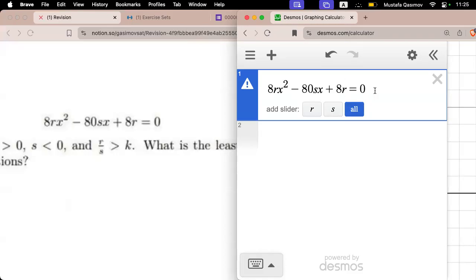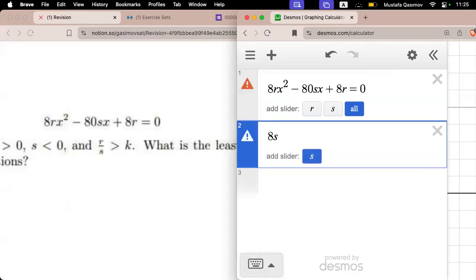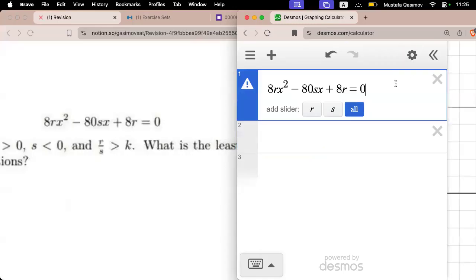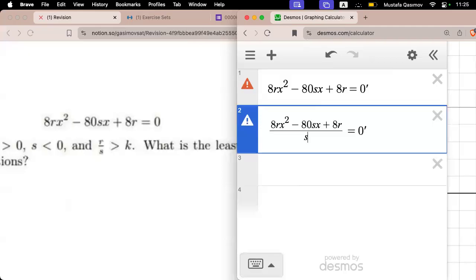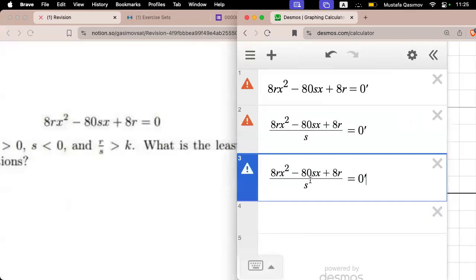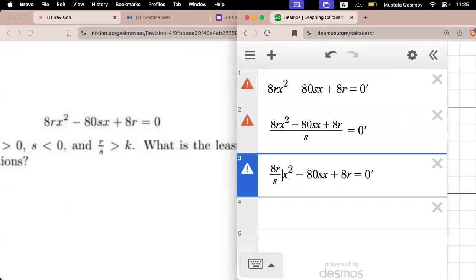If we divide all of them by 8s, we will get actually r over s, right? Let's do it. Actually, if you divide it by s, it is enough. But you can also divide it by 8s. So when you do it like that, it will be like this: 8r over s. Okay, like that. It will be like this, and it will be like this.